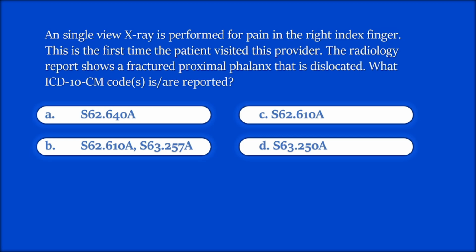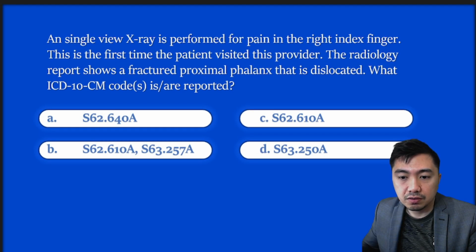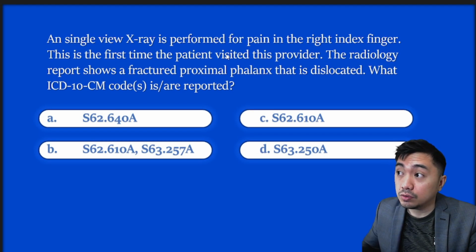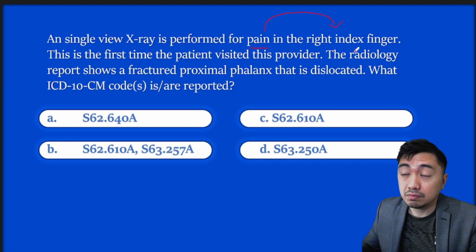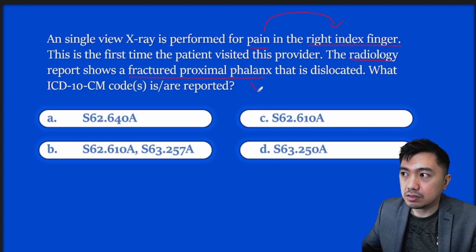All right, let's now check the answer. Okay, so for this one, guys, all you need to do is to check what happened. What's the chief complaint? You have your pain in the right index finger. So take note, guys, that if it's about the musculoskeletal system injuries like this, you just have to check the specific part wherein the injury happened, or the condition is happening. So you have your pain in the right index finger, and then check the result of the radiology here. You have fractured proximal phalanx that is dislocated.